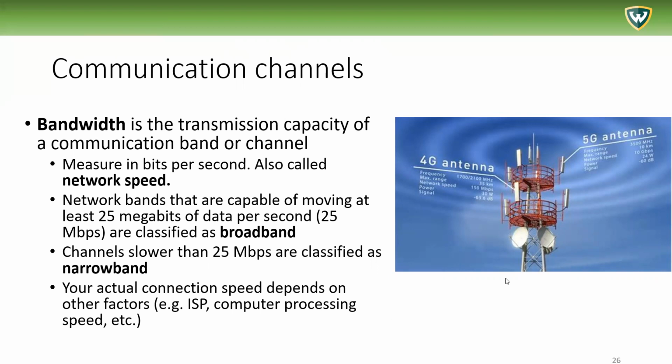For perspective, you can see here a 4G cellular antenna has a network speed of 150 megabits per second, and the 5G is 10 gigabits per second. So substantially more than the minimum to be considered broadband. Now, of course, once again, your actual connection speed depends on various factors: your ISP, your computer processing speed, the computer that you're connecting to, and so on.